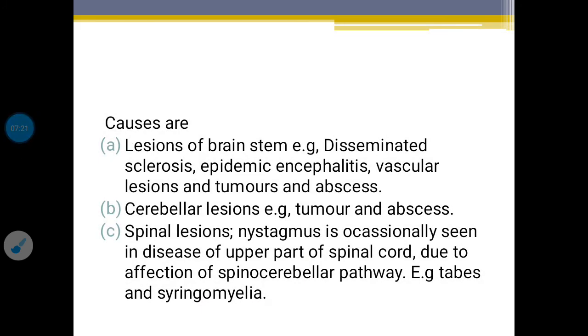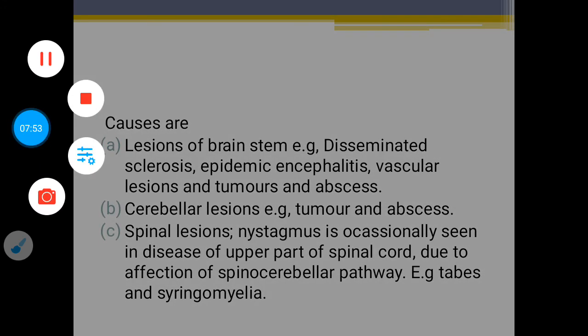The causes of central nystagmus are lesions of the brainstem like disseminated sclerosis, epidemic encephalitis, vascular lesions, tumors and abscess. It may be due to cerebellar lesions, for example tumor and abscess, or spinal lesions. Nystagmus is occasionally seen in diseases of the upper part of the spinal cord due to affection of the spinocerebellar pathway, that is tabes dorsalis or syringomyelia.